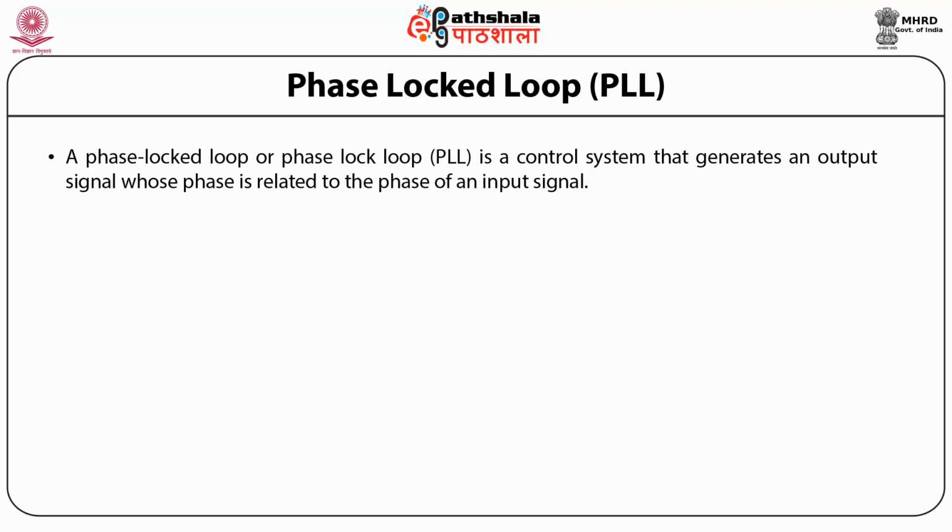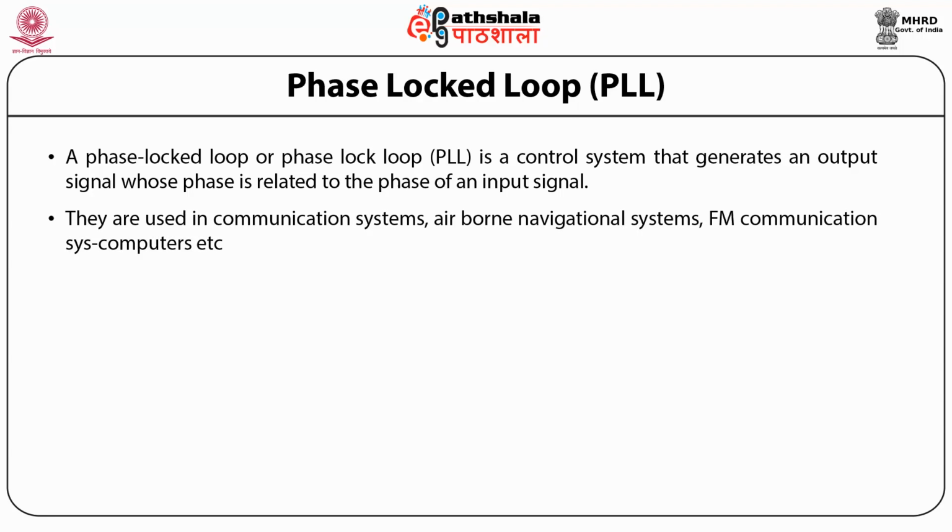So a phase locked loop, PLL, basically is a control system that generates an output signal whose phase is related to the phase of an input signal. They are used in communication systems, airborne navigational systems, FM communication, computers, etc. So students, let us first discuss the block diagram of PLL.